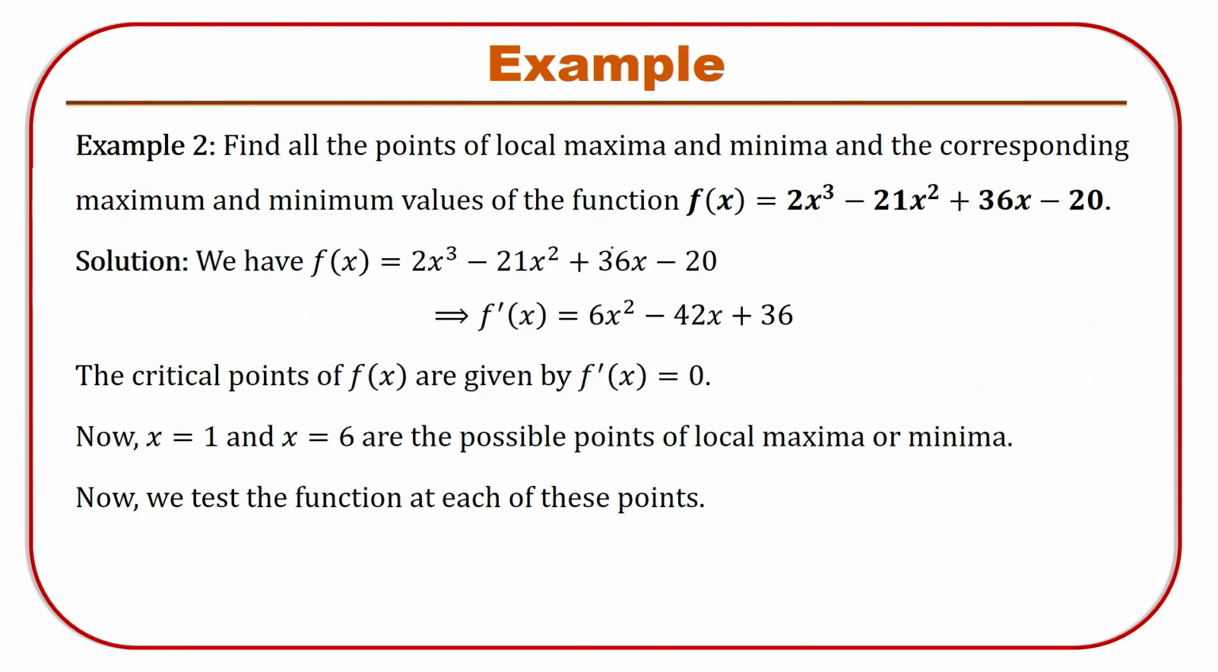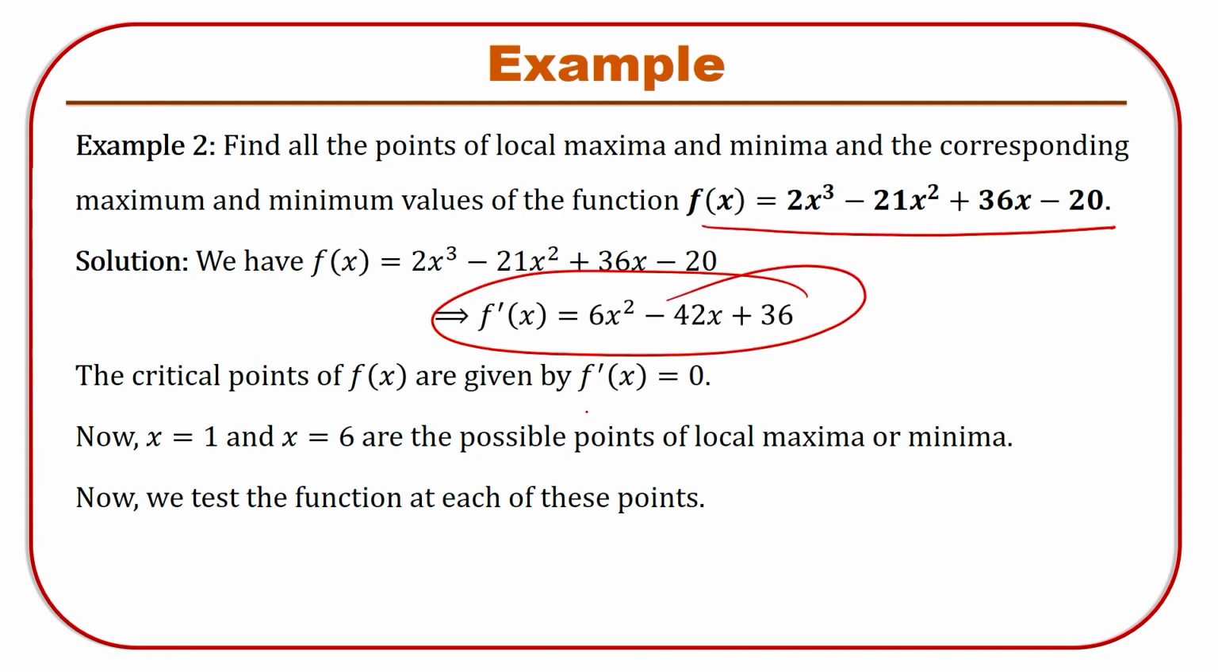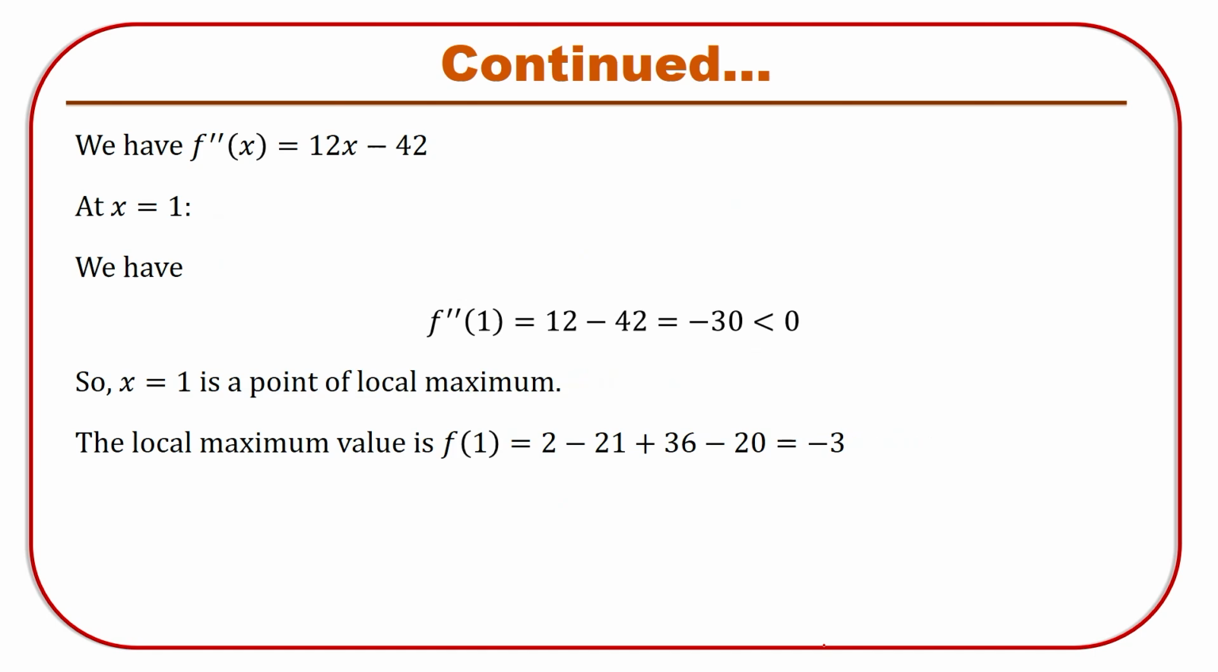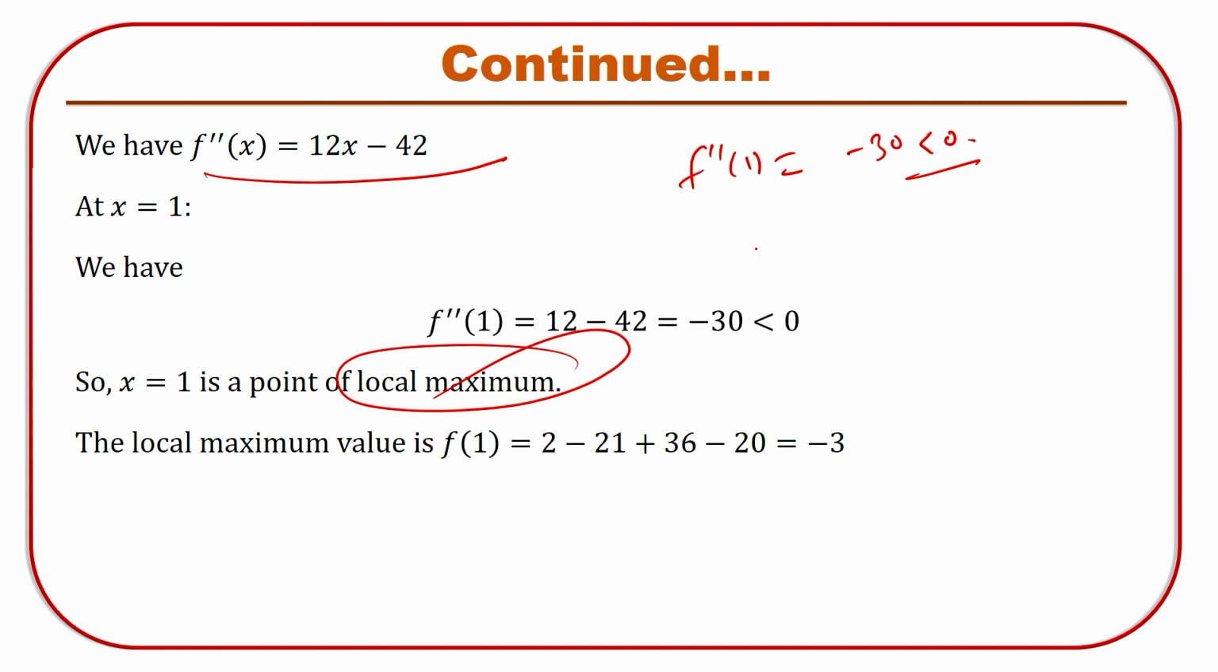Similarly, find all the points of local maximum or minimum and the corresponding maximum and minimum values of this function. We can find f dash of x first. Setting f dash x equal to 0 will give you 1 and 6 as two critical points where the local maxima or minima may possibly exist. So, f double dash of 1, calculate this, is equal to minus 30, which is less than 0. That means it will become a local maximum.